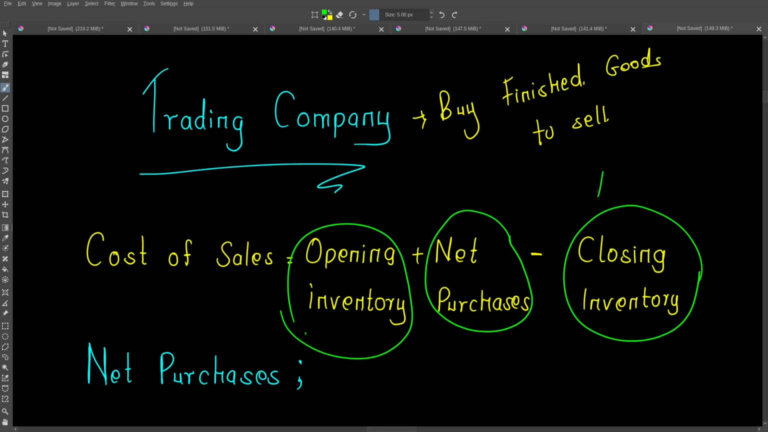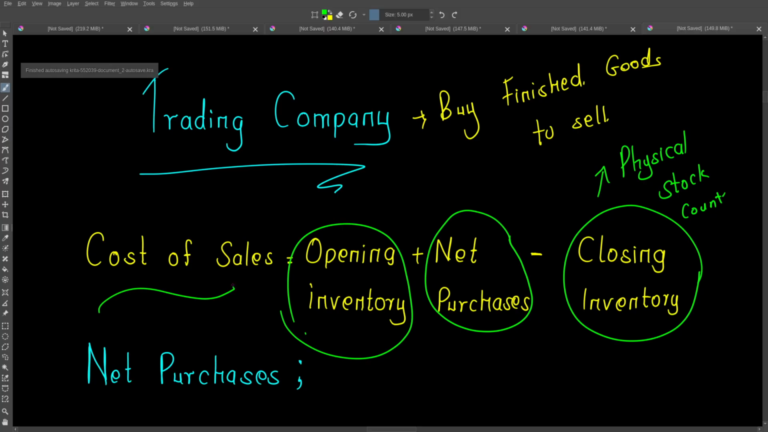Remember, for the periodic system, we do the physical stock count to check what we have at the end of the period. So we less this, which means this is what is remaining as at the end of the accounting period. So we are able to see the cost of the goods that we have sold during that period.